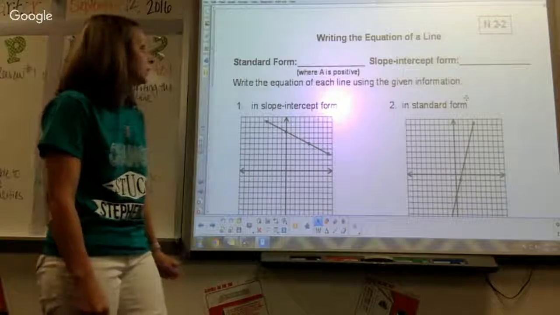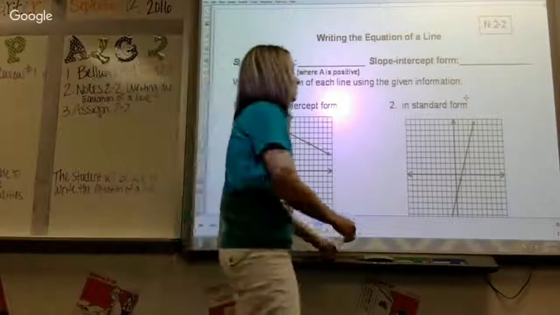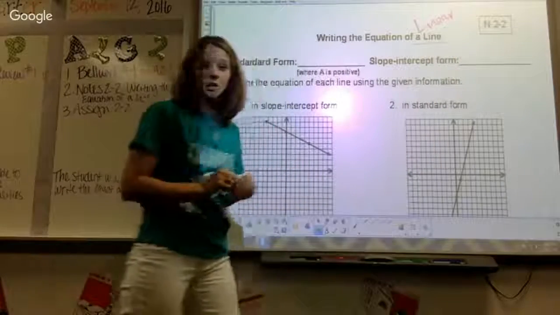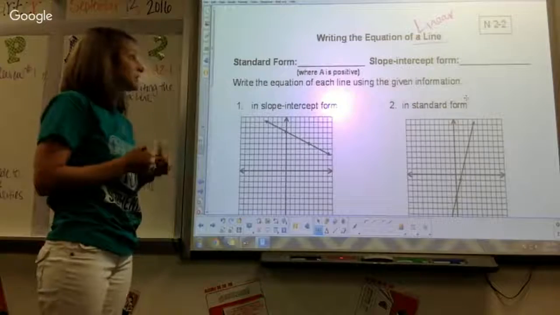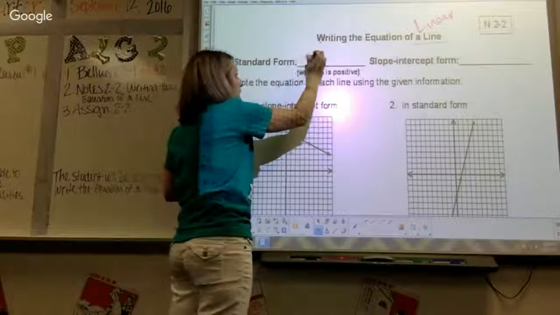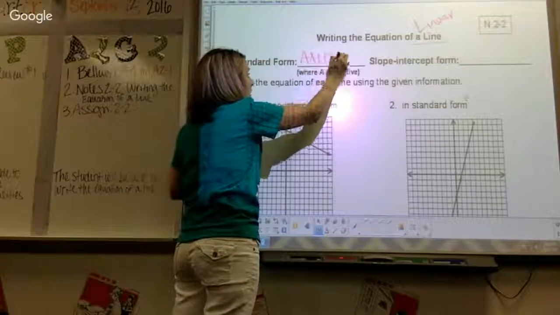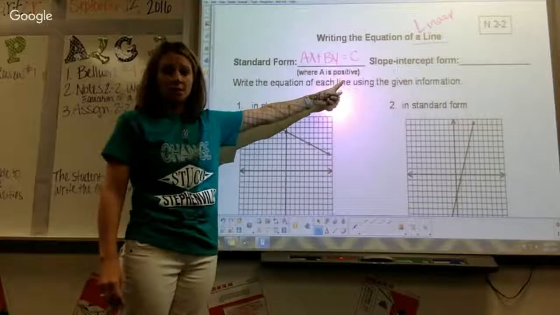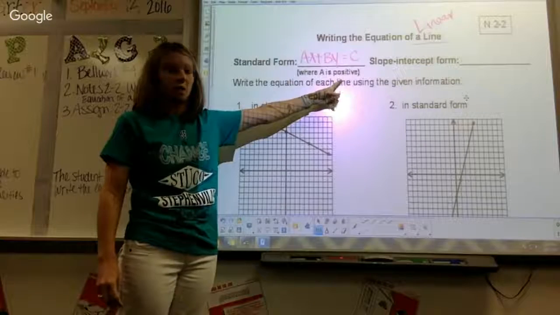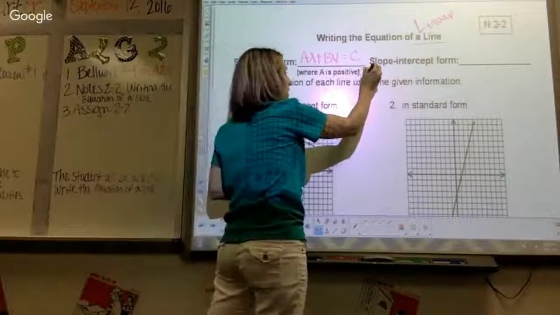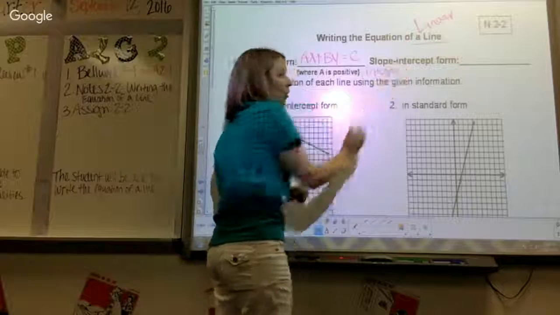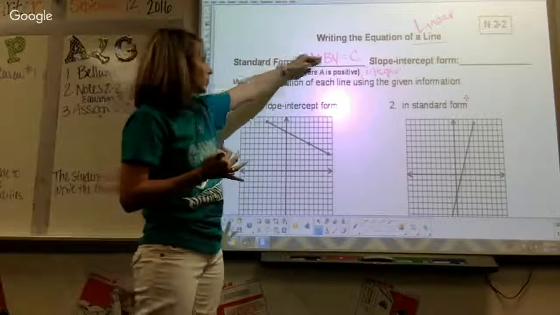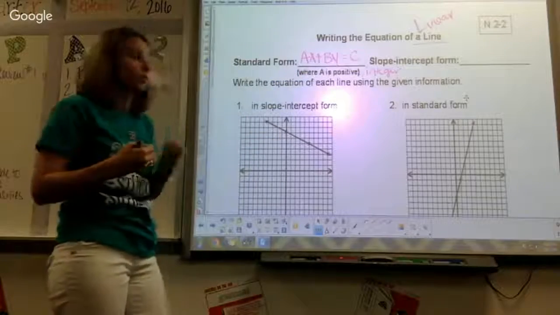Okay, today we're going to be writing the equation of a line. So remember we talked about a line means that you have a linear equation. The standard linear form is on your formula chart, ax plus by equals c. Notice that it says where a is positive. So a has to be positive if you're putting it in standard form. It also has to be an integer, which means it has to be a whole number. So it has to be positive and it has to be a whole number in order for your form to be correct in standard form.